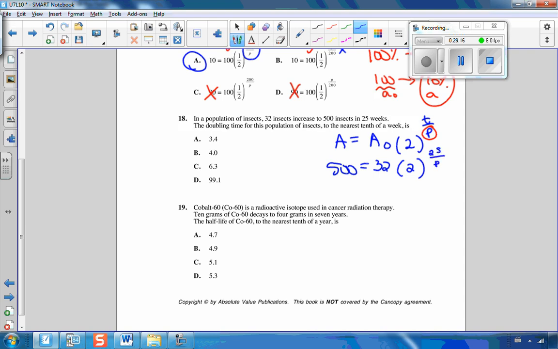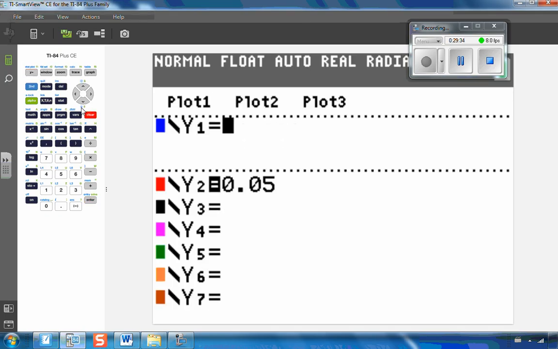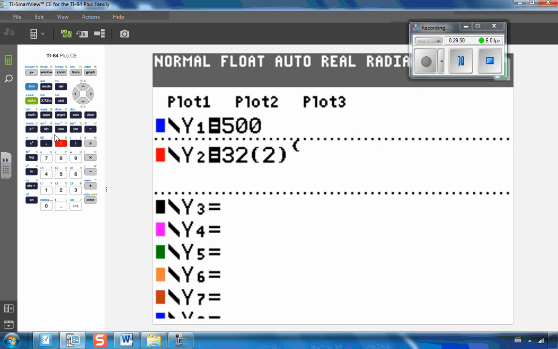Okay, so to do this question here, I would probably just do y1, y2 intersect. So I'd put this one into y1. I would put this one into y2 and find out where they intersect. So let's go ahead and do that. Okay, so clearing this out, I'm going to have 500 in y1. And clearing this out, I'm going to have 32 multiplied by 2 to the exponent of, and I'll put this in brackets, 25 divided by x. And then close my bracket like that.